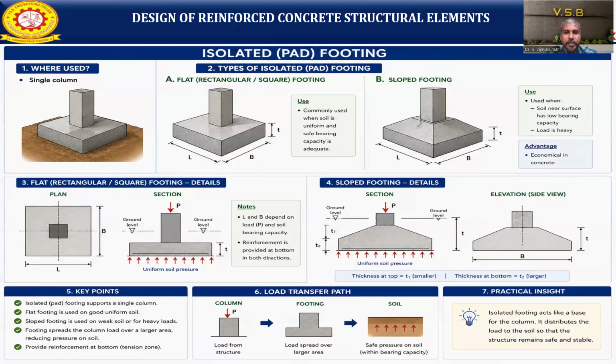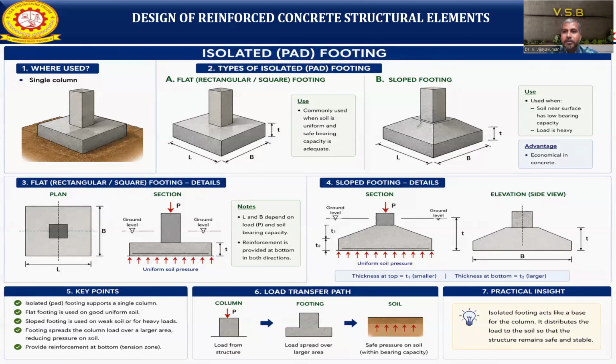So what are the key points we understand for this sloped footing? The isolated pad footing supports a single column. The flat footing is used for good uniform soil pressure. The sloped footing is used on weak soil or heavy loads. The footing spreads the column load over a large area and reduces the pressure on the soil. So we need to provide reinforcement where tension will occur. For this type of footing, tension occurs at the bottom face. Then we need to provide bottom face reinforcement.